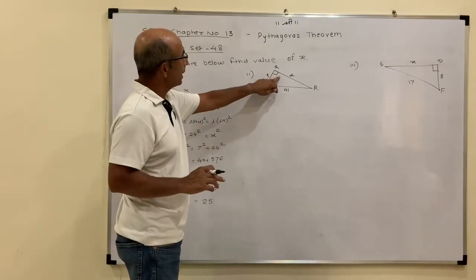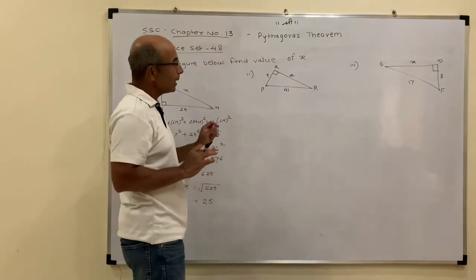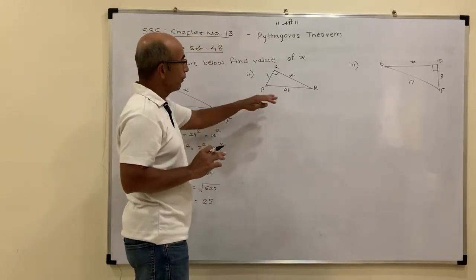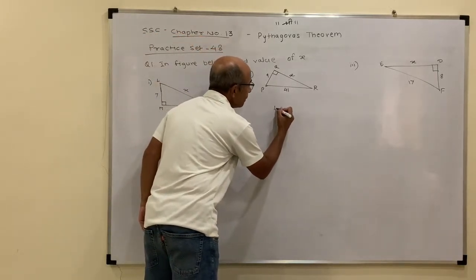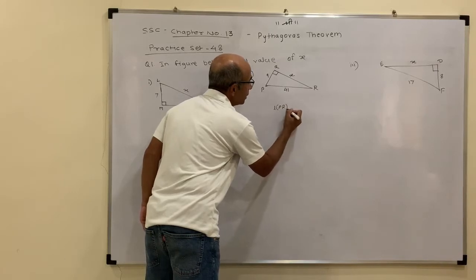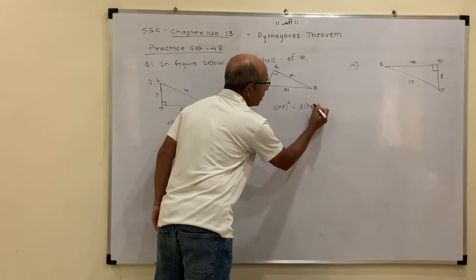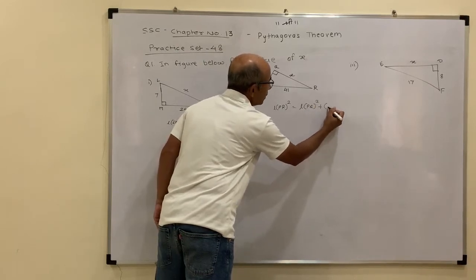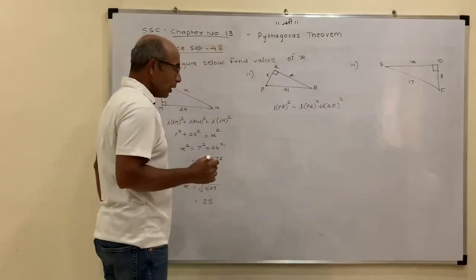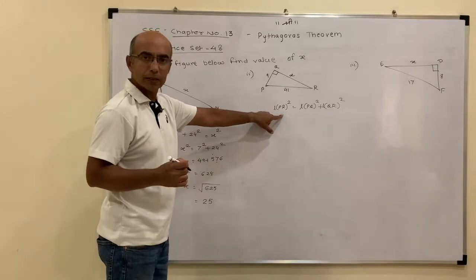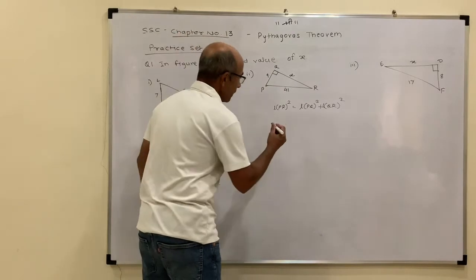Yeah. So my right angle is Q. So my PR is the hypotenuse. Every time we need to pay attention to which one is the hypotenuse. So here what will happen? My length PR square equals length PQ square plus length QR square. Now here they have given us the hypotenuse length. They have asked us the length of one side. So PR is 41.